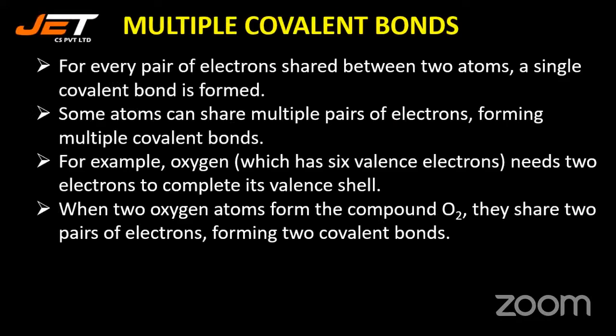For every pair of electrons shared between two atoms, a single covalent bond is formed. Some atoms can share multiple pairs of electrons, forming multiple covalent bonds. Oxygen, which has 6 valence electrons, needs 2 electrons to complete its valence shell. When two oxygen atoms form the compound oxygen, they share 2 pairs of electrons, forming 2 covalent bonds.